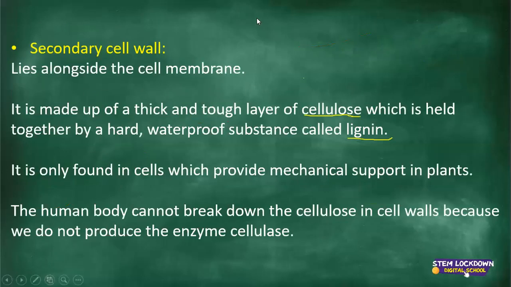I've shown you the middle lamella. Yes, so remember those different components we've listed: the middle lamella, primary, and the secondary cell walls. Also note, this is important to remember, the human body cannot break down the cellulose in cell walls because we do not produce the enzyme cellulase.